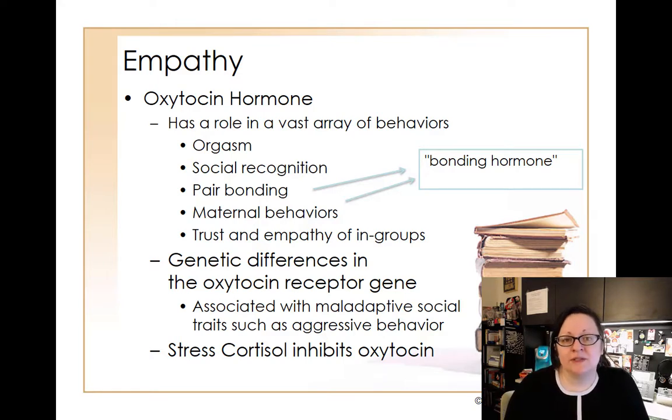The neat part is that we see two things. One, stress inhibits oxytocin, and you know that. You're a less empathetic, less caring person when you're highly stressed. But it turns out it's not just a psychological thing, it's a biological thing as well. Two, we do find that people who are aggressive towards others or who have antisocial tendencies tend to have problems with their oxytocin receptors.